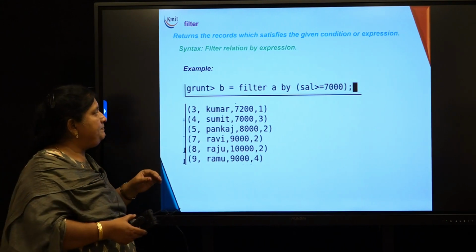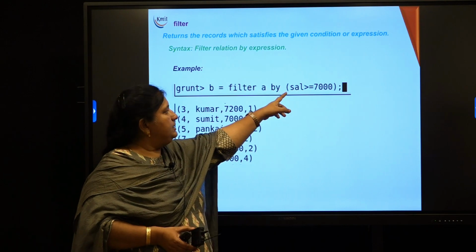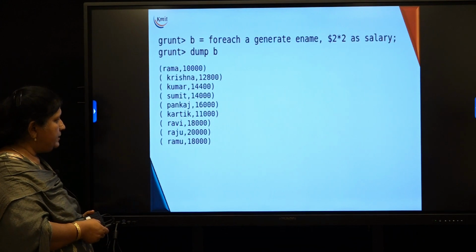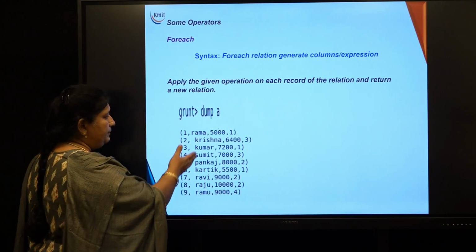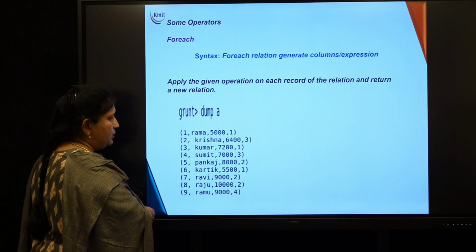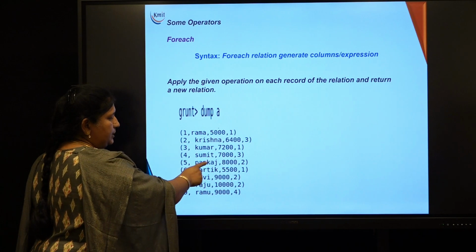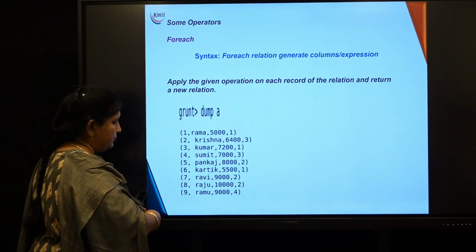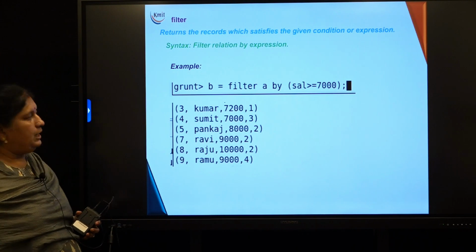Try to understand. I just told it to filter the relation A by the condition salary value greater than or equal to 7,000. So whichever rows have a salary value greater than or equal to 7,000 will come into the output. What are the rows with salary value greater than or equal to 7,000? Kumar 7,200, Sumit 7,000, Pankaj 8,000, Ravi 9,000, Raju 10,000, Ramu 9,000. Those are the rows which come into the output.